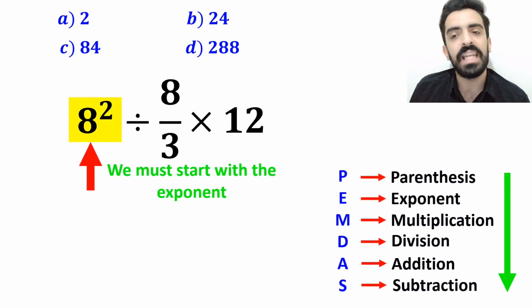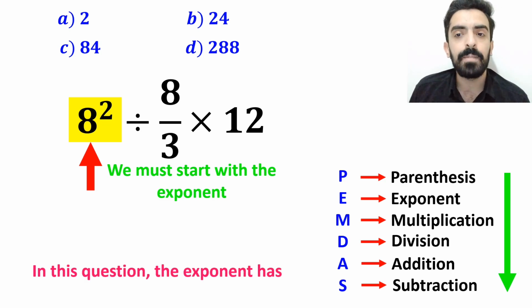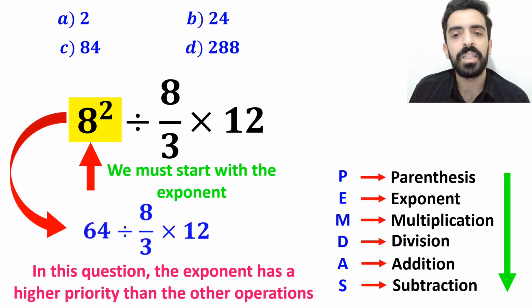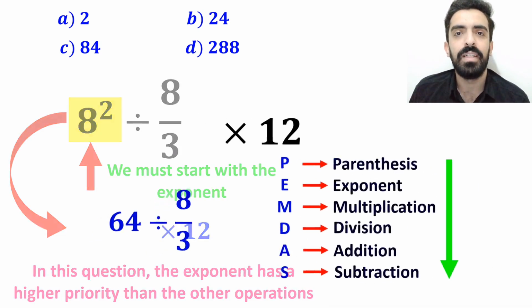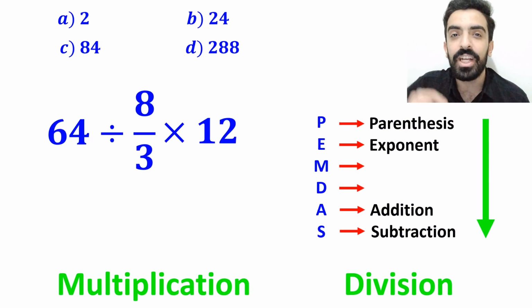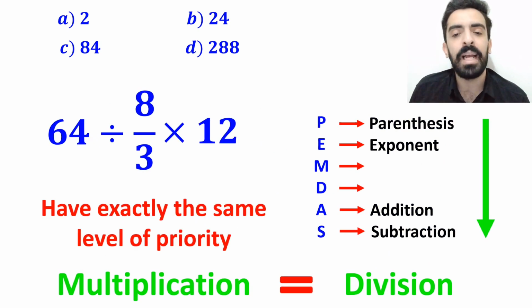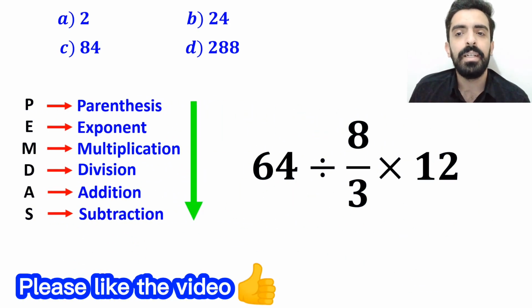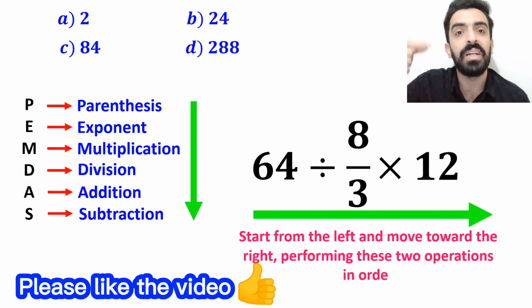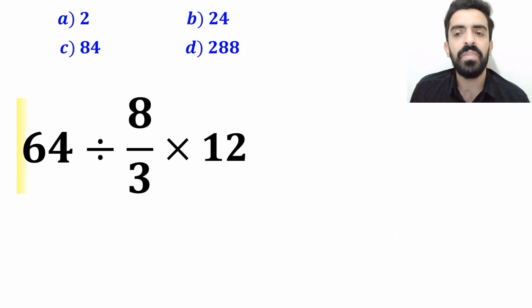Okay, first we must start with the exponent, because in this expression, exponent has a higher priority than the other operations. So, instead of this expression, we can write 64 divided by 8 over 3 multiplied by 12. And the next step, we need to move on to the division and multiplication. However, it's very important to note that multiplication and division have exactly the same level of priority in the PEMDAS rule. In this situation, the best approach is to start from the left and move toward the right, performing these two operations in order. So, we start with the expression 64 divided by 8 over 3.